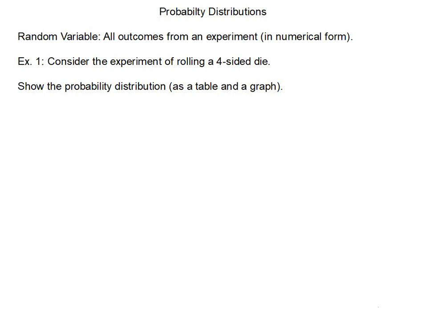So the first thing that we should do here is define our random variable. Again, the random variable is all of the possible outcomes from the experiment. So if we are rolling a four-sided die, our possible outcomes are 1 to 4. So I'm going to start with a statement here that says let X, our random variable, represent the outcomes of rolling a four-sided die. So we'll say the outcomes from a four-sided die.